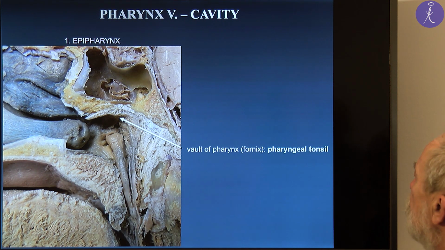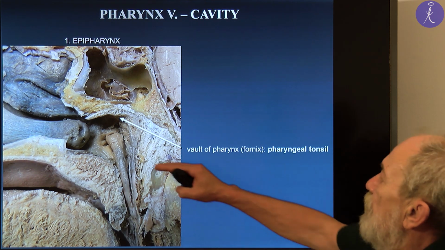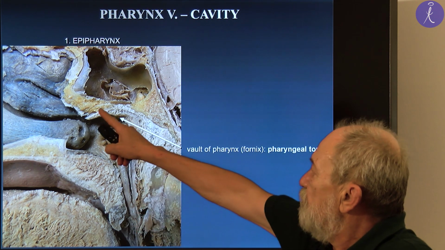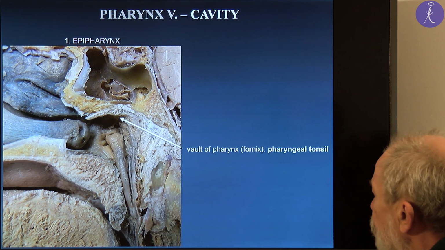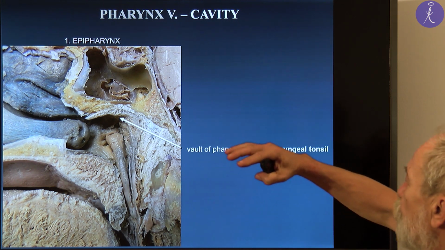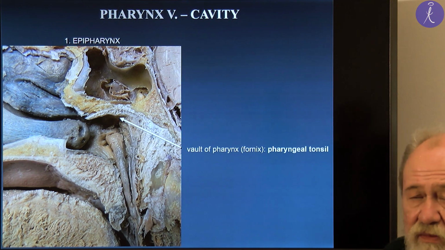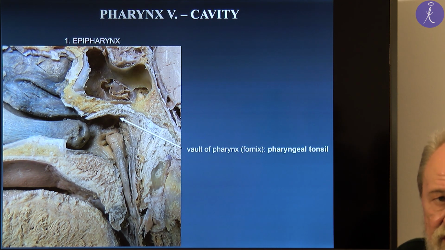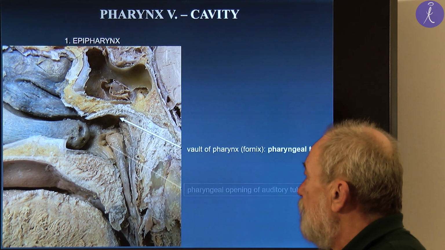Special importance, some places within the pharyngeal cavity should be mentioned. In the highest level, the epipharynx, between the roof and the posterior wall of the pharynx, there is a pharyngeal fornix, or a vault of the pharynx, and the mucous membrane of it contains the third tonsil to be mentioned today. This one is the pharyngeal tonsil.